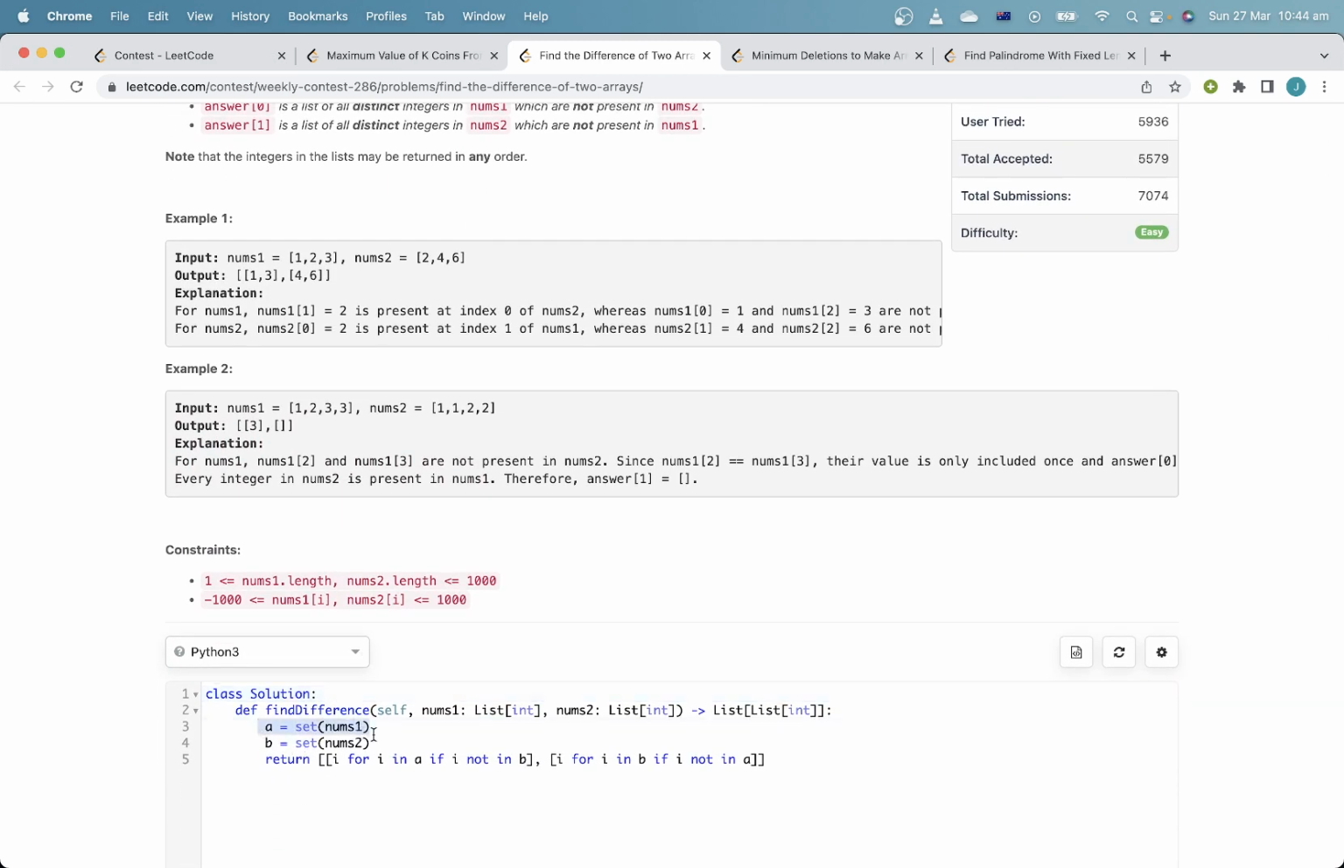So all I'm doing is first removing duplicates by converting them to a set. Then I'm directly brute forcing for each element in the first list. If it's not in the second list, I'll append it to the answer, and I'll do the same for the other one. So this is direct. It's pretty simple because checking an element in a set is done in O(1) time. The total complexity is just O(nums1 length plus nums2 length). So even though the limits are 1000, you could have brute forced it with a worse complexity, but this is good enough.